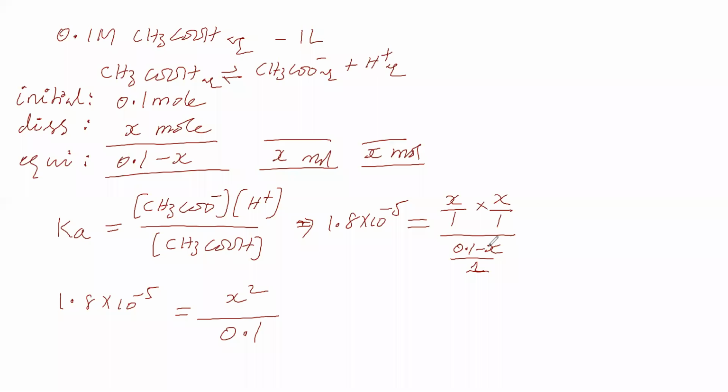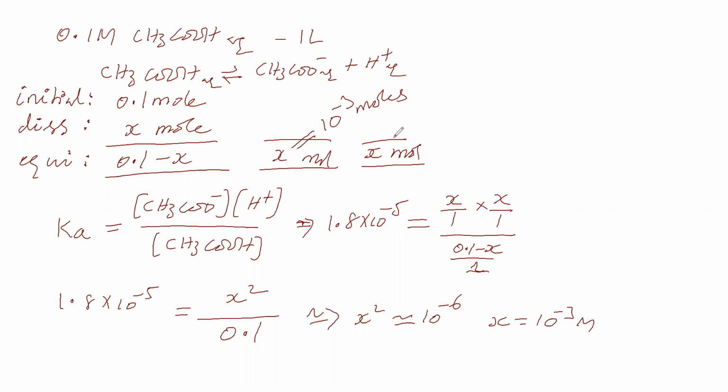So don't neglect x in all the cases. Okay, so now we take x square as nearly equal to 10 to the power of minus 6. So x is equal to 10 to the power of minus 3 molar. Therefore, we can come to an idea that it is 10 power minus 3 moles.